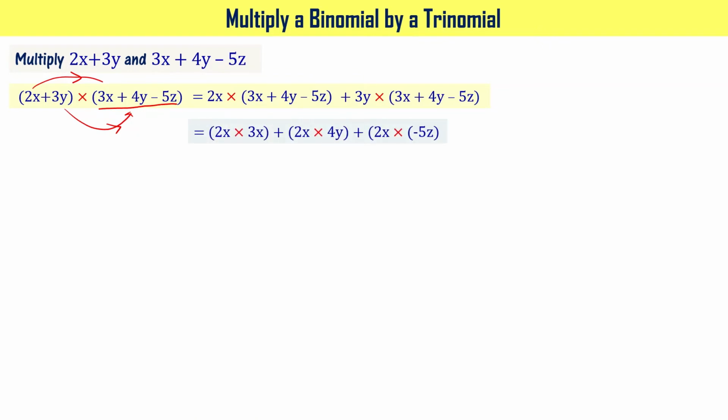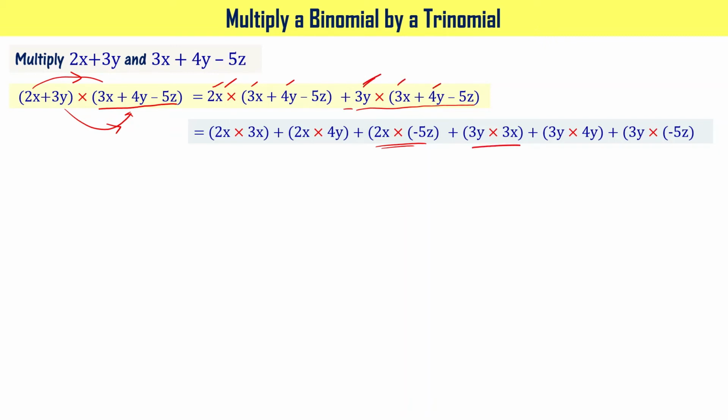This can be now written as 2x times 3x plus 2x times 4y plus 2x times minus 5z, right? Now we multiply this and add. That can be written as 3y times 3x, this is first term, and 3y times 4y, that is second term. We have plus here, and 3y times minus 5z, and we are using plus here.